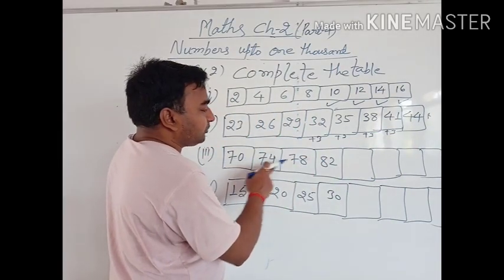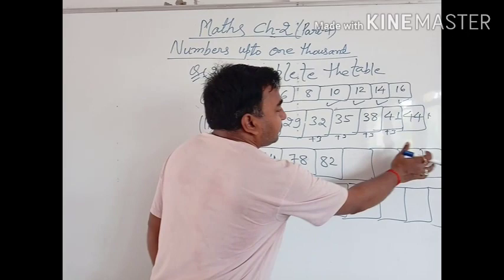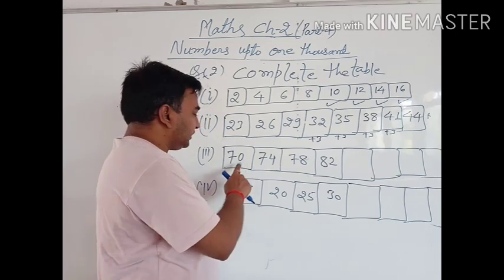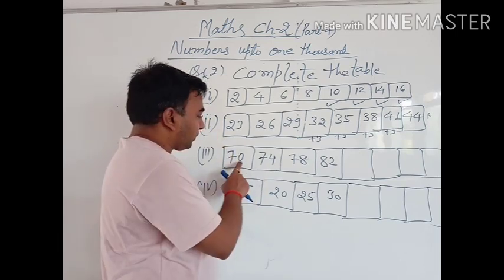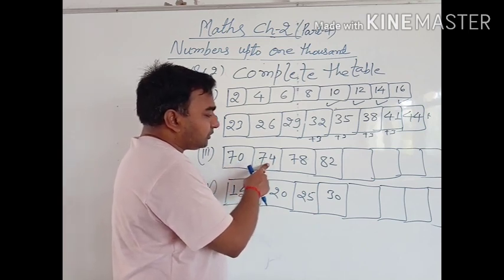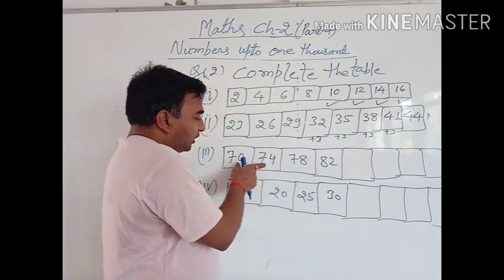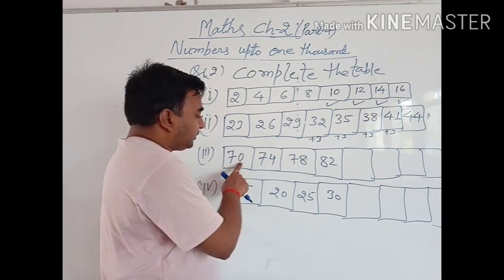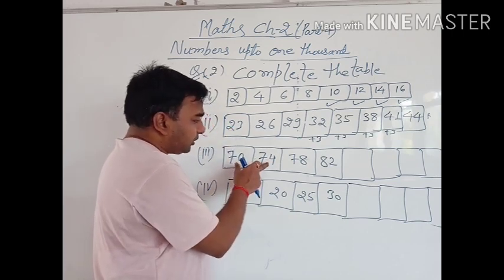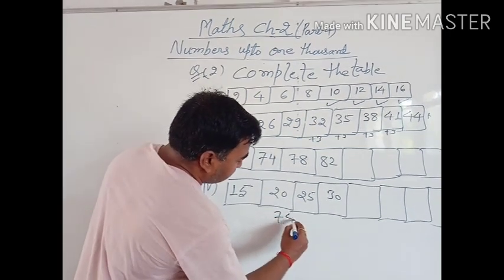I have written 70, 74, 78, 82, and 4 boxes are empty, and you have to fill these empty boxes with the correct number. First we have to see that the given numbers follow some special pattern. After 70 I have written 74, after 74 I have written 78, after 78 I have written 82. So first we find the difference between the first two numbers, 74 and 70. What is the difference?